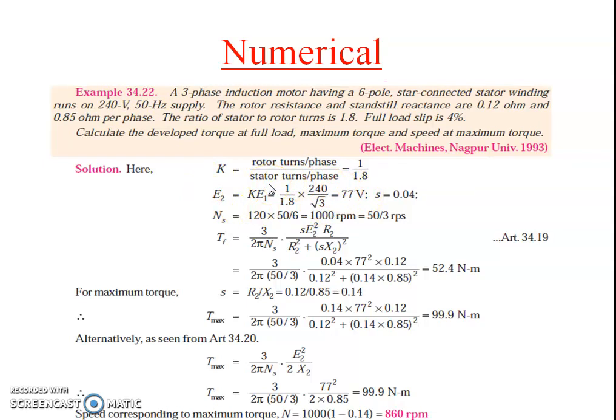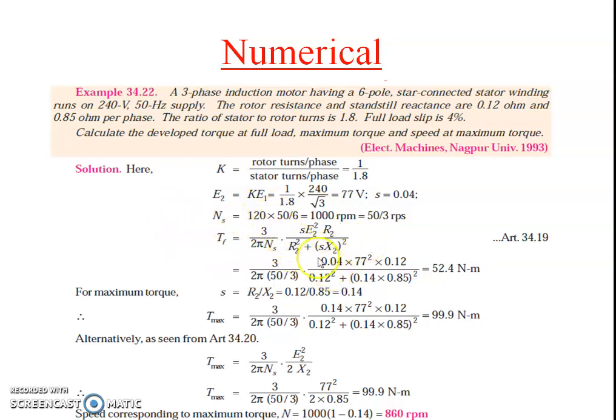Why did we find this? Because I want to use all these values for the developed torque. What is the formula for full load torque? It is 3 divided by 2π into ns into s E2 square R2 divided by R2 square plus (s X2) square. This formula is taken from the torque equation of the induction motor in running condition. For this we have to calculate E2, and also ns, the synchronous speed in rps, not in rpm.